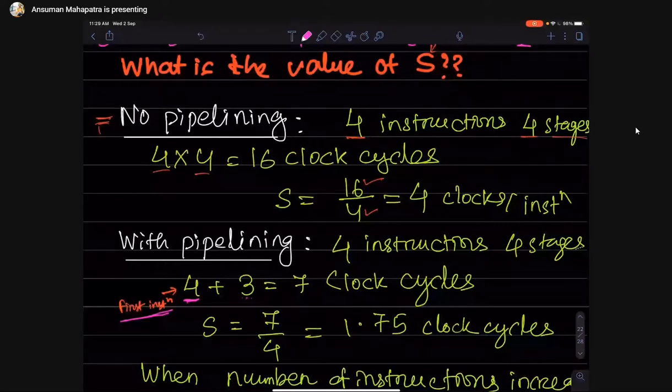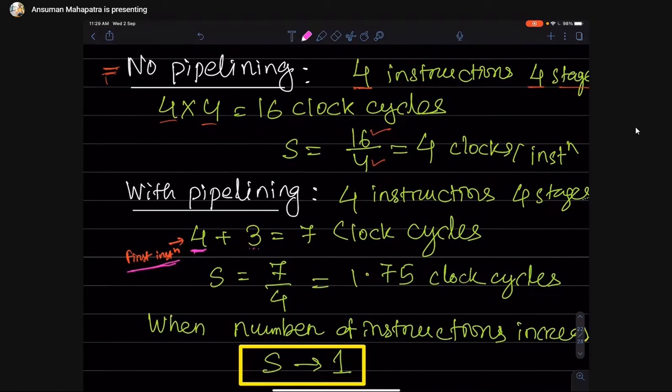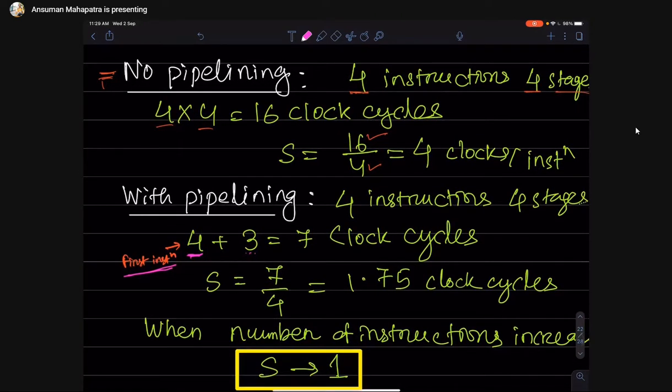Okay, there is a limitation, yes, so we will see that later. But currently we have 4 instructions and 4 stages. The first instruction will take 4 cycles; the second, third and fourth instructions will take only 1 cycle each to leave the pipeline. So the total number of cycles is 7, and if we calculate the S value, it will be 7 divided by 4, that is 1.75, which is much less than 4. Now you understood how we have improved the value of S.